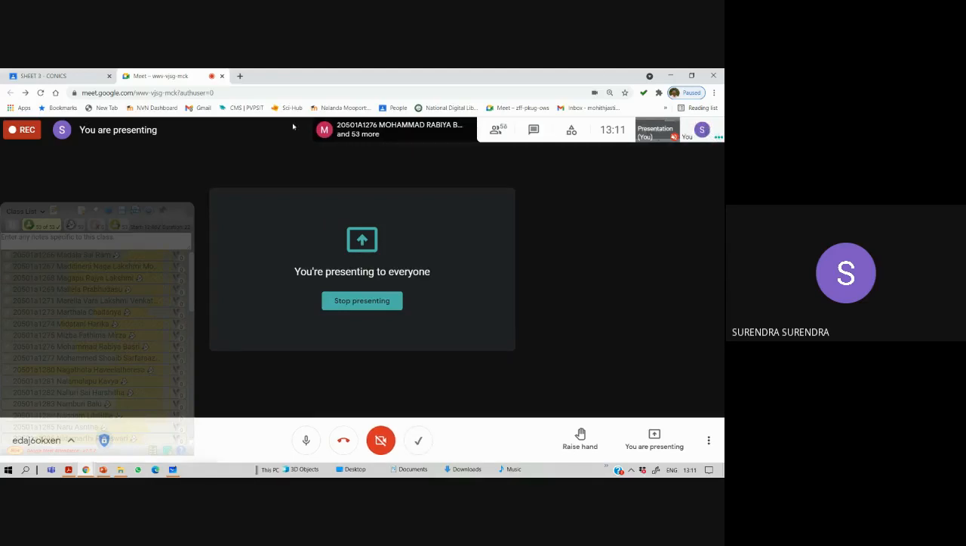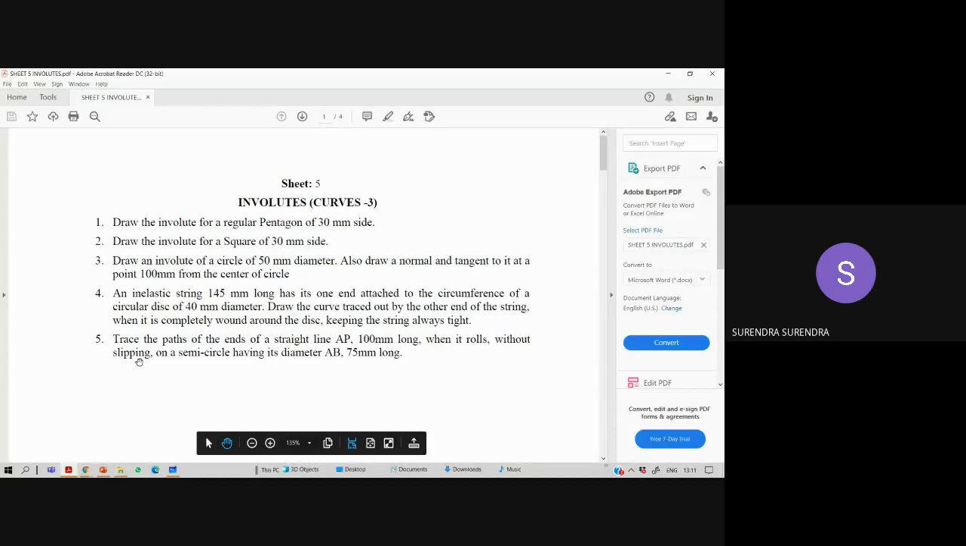Now, in this involute sheet, we have 5 problems. The first two problems are involutes of polygons, a pentagon and a square. Problems 3 and 4 are involutes of a circle, and 5 is the involute of a semicircle. Coming to the first problem: draw the involute of a pentagon of 30 mm side.